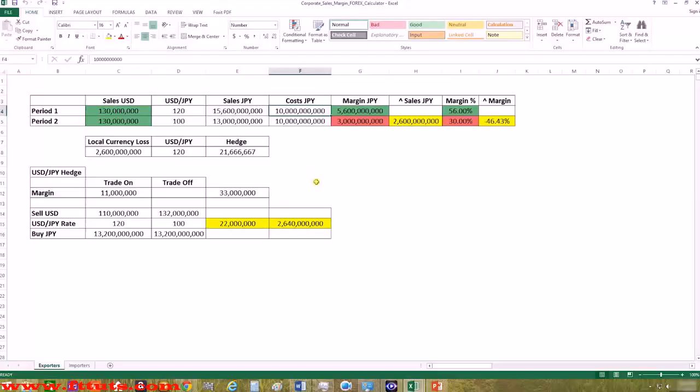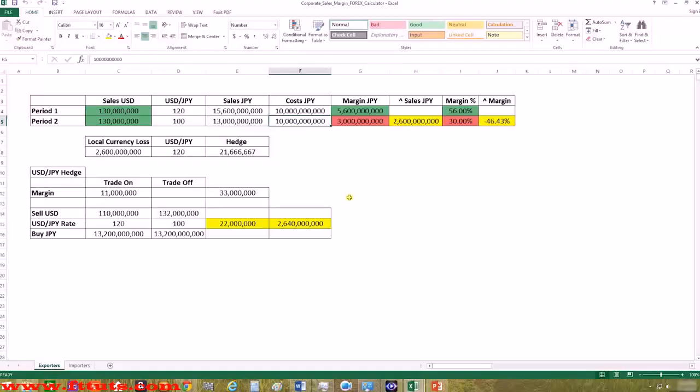The costs of Sapporo are denominated in Japanese yen. Therefore, if we minus our costs from our revenue in yen, we end up with a gross margin in the business of 56%. Now, if the dollar does fall against the yen, we still make, as Sapporo, $130 million in revenue. But when we translate this back to yen, the sales decrease from 15.6 billion to 13 billion yen.